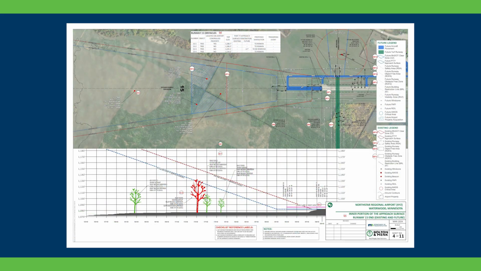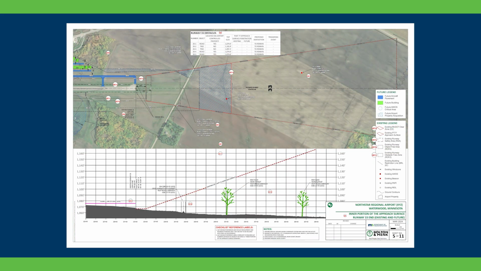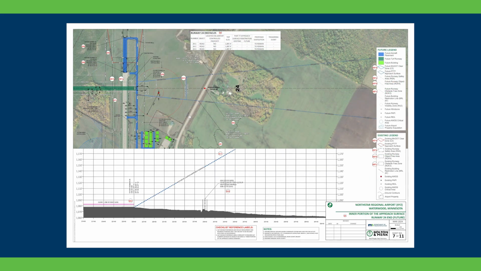Sheets 4 and 5 focus on the approach details for each runway end. Provide both plan and profile views for all existing and future runway ends. Be sure to identify any significant obstacles in the plans, profiles, and obstruction tables. Similarly, sheets 6 and 7 depict plans and profiles for any proposed future runway ends. Again, be diligent in identifying obstacles for these planned runways.